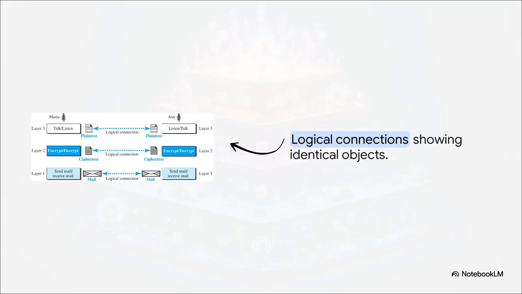This brings us to a really critical rule, the concept of identical objects. When we are designing or analyzing networks, we use the idea of logical connections. This lets us think strictly about peer-to-peer layer communication without getting constantly distracted by the physical path the data has to take. So peer layers on different sides are exchanging identical objects. Layer 3 exchanges plaintext. Layer 2 exchanges ciphertext. Layer 1 exchanges mail. Maria's layer 2 encryption process literally only cares about Anne's layer 2 decryption process. They are logically connected, even though the physical reality is that the data travels vertically down Maria's stack, physically across the postal network, and then vertically back up Anne's stack.